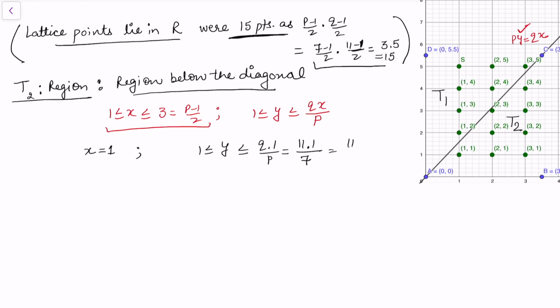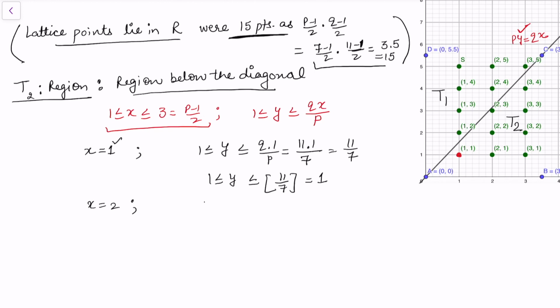So this value would be 11 by 7, and we want to count the lattice points. x is already a lattice point, but to have y as a lattice point, I need to take the greatest integer function. In this case this value is 1. So that will be the point appearing here, (1, 1). So when x is 1, y is 1. Let's take one more value.